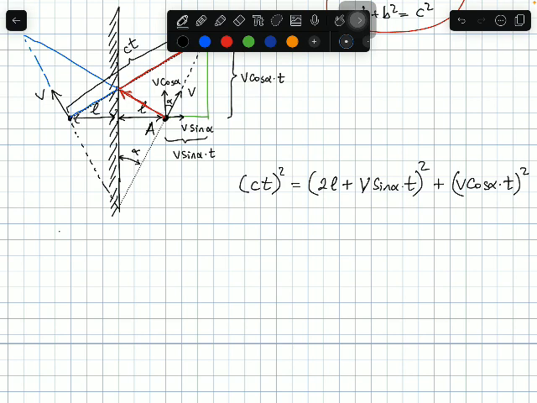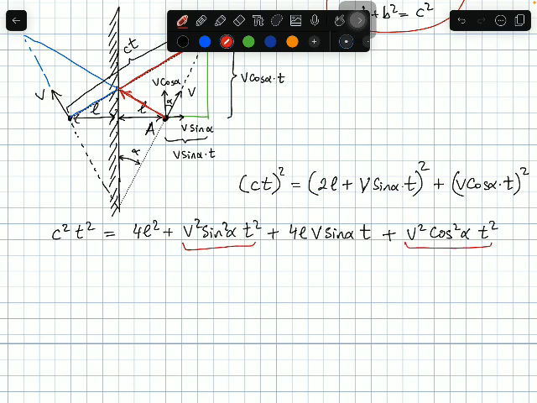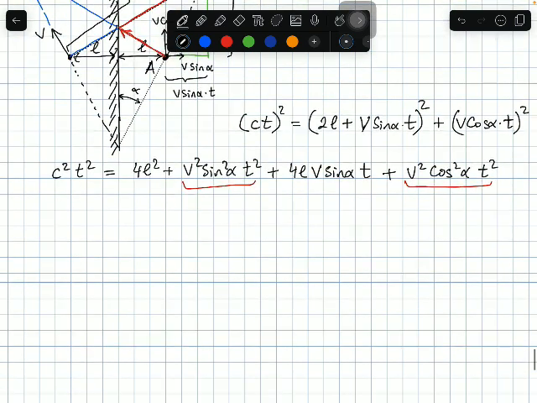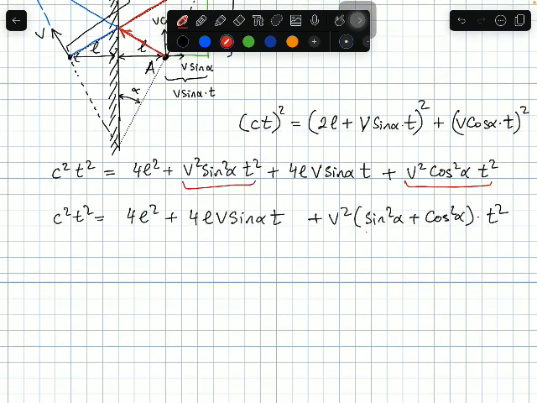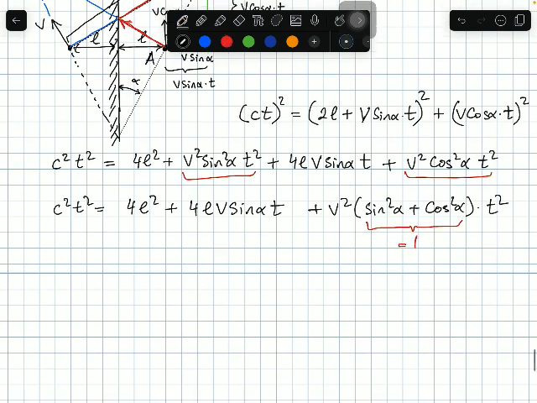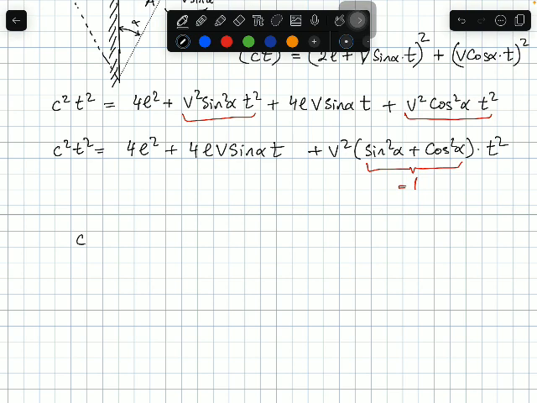So if we expand this equation, we will get c squared t squared, 4l squared plus v squared sine squared alpha t squared plus 4l v sine alpha t plus v squared cosine squared alpha t squared. And you see that there's a v squared sine squared alpha and a v squared cosine squared alpha. We can combine them. So we know that this one here is actually equal to 1, right? So that simplifies our life. c squared t squared equals 4l squared plus 4l v sine alpha t plus v squared t squared.